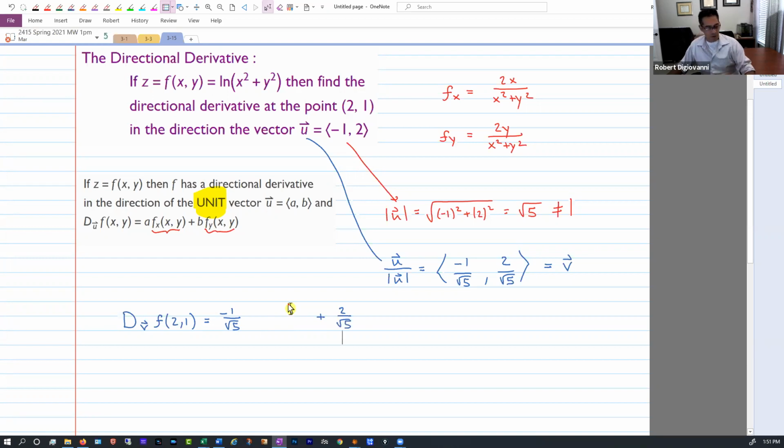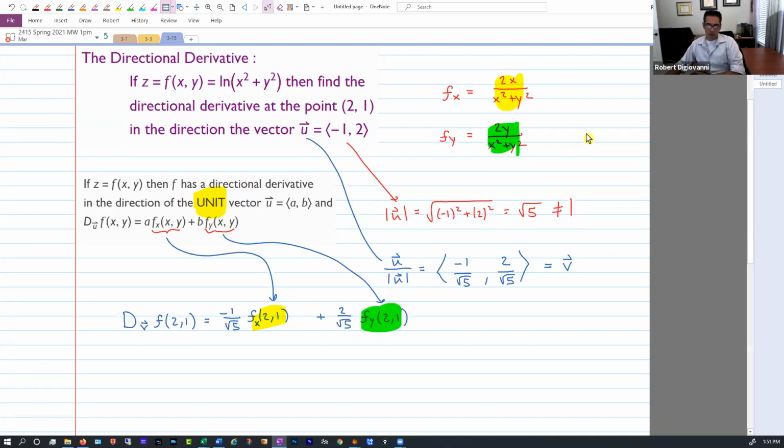And now what we need to do is fill in these spots here. So that means we need to take our partial of f with respect to x and plug in (2, 1), and then the partial of f with respect to y at the point (2, 1) also. And for that, we'll use that formula and that formula. And that's it. Just plug in some numbers here. So let's see what we get.